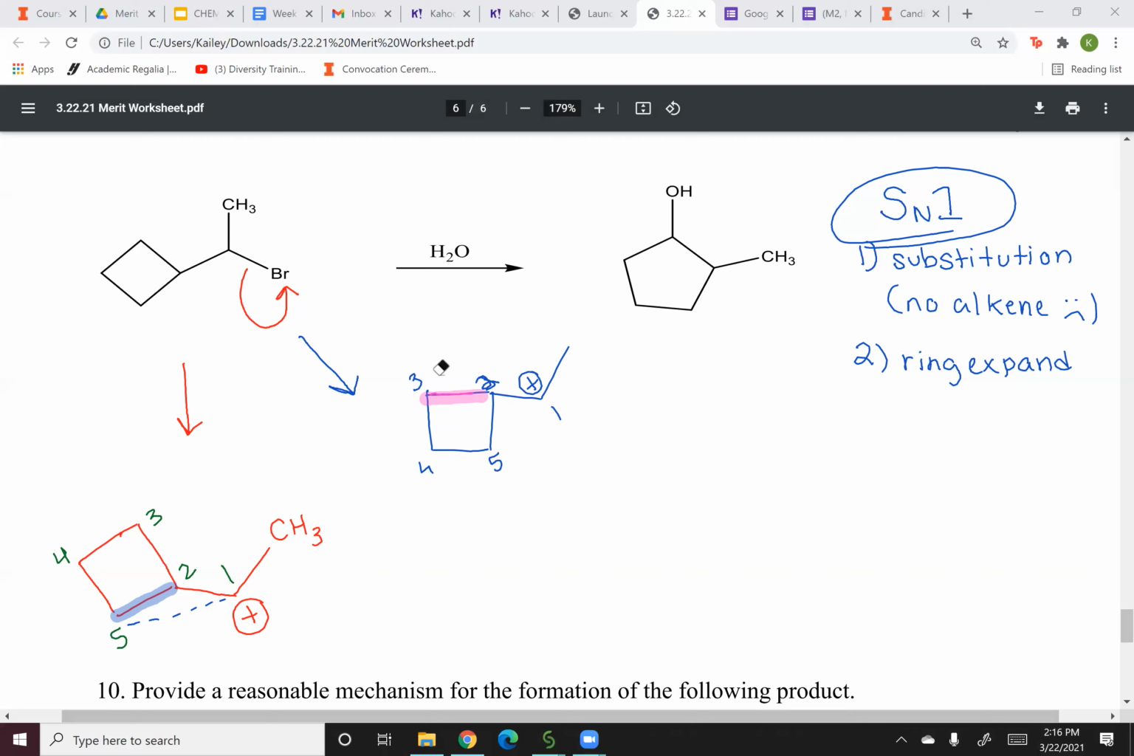But I am going to erase this structure right here, just because it's not as pretty as the red one. The red one's nice. Okay.